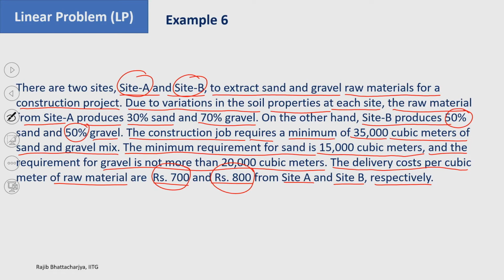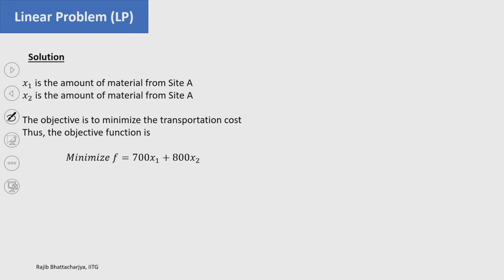Okay. So, we have to formulate the problem, and after that I will show you graphically how you can find out the solution of this problem, and later on I will solve this problem using Excel solver. So, let us formulate the problem. Here x 1 is the amount of raw material I am taking from site A. X 2 is the amount of raw material I am taking from site B.